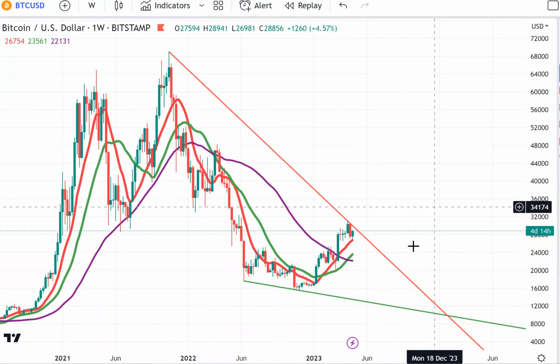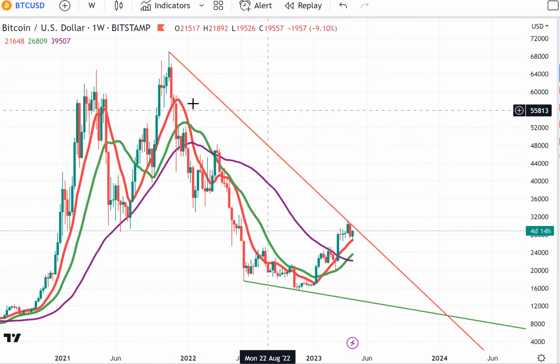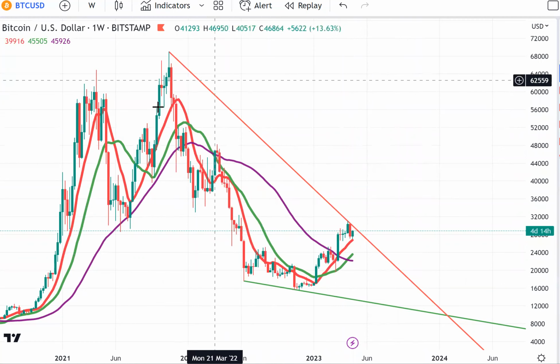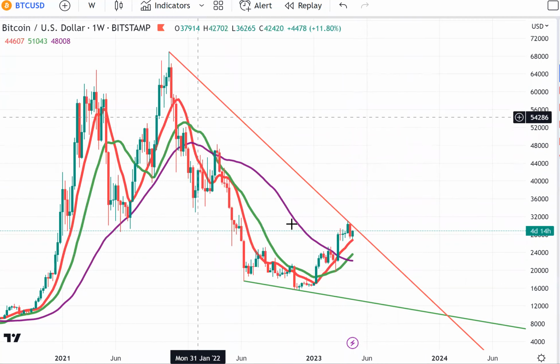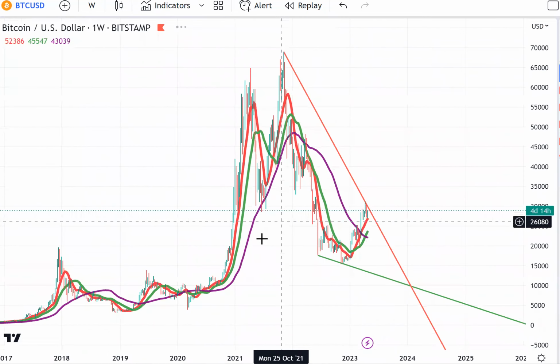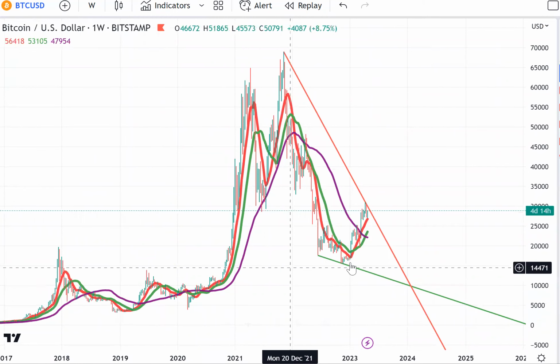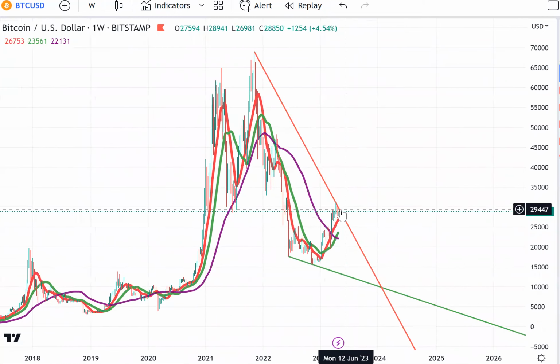By the way, on the Bitcoin, you can see the trend line is here. Let's see how it goes. We will have a stronger move up, we don't know. But the moving average, you can see the moving average, right? This is the weekly chart. You can see the low. We are now here.